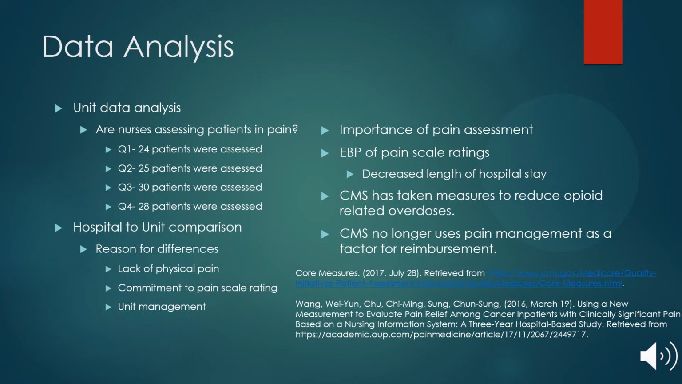CMS has taken steps to encourage naloxone, which is the reversal agent for opiates, to be lower cost and co-prescribed for individuals that are at risk for overdose. In regards to reimbursement, CMS no longer uses pain management as a factor to do so. This was removed because it began to incentivize overprescribing pain medication.